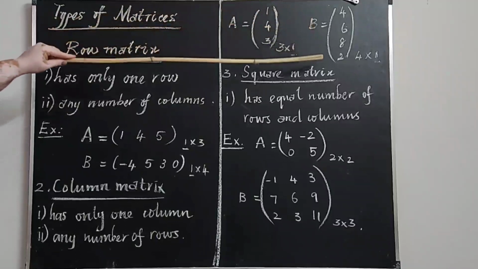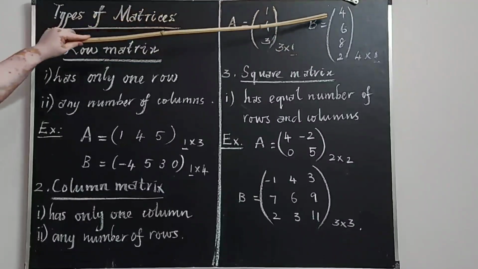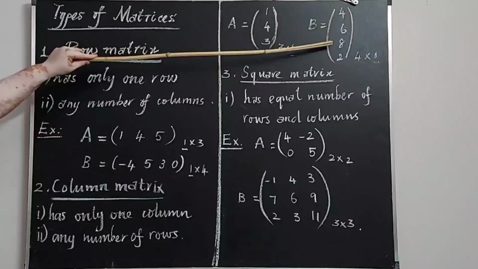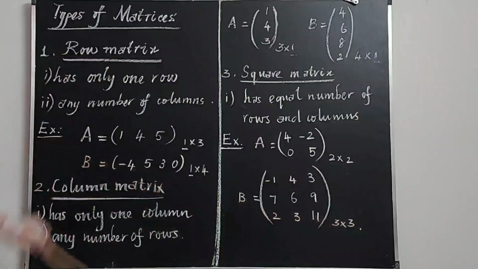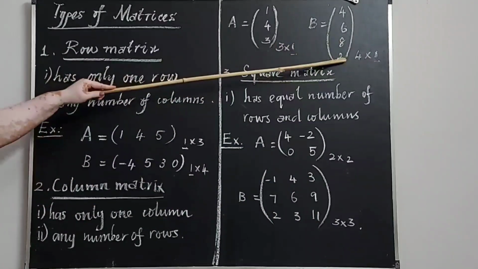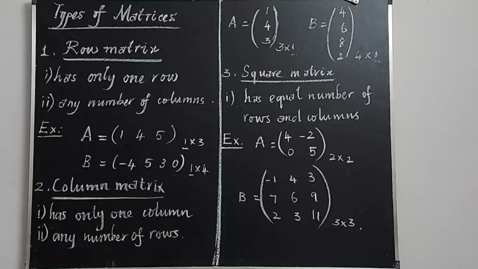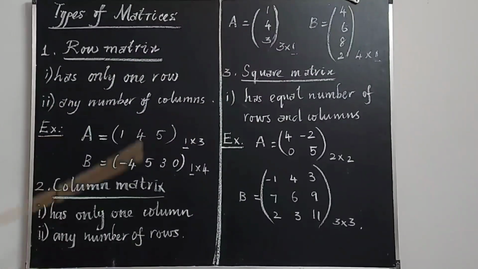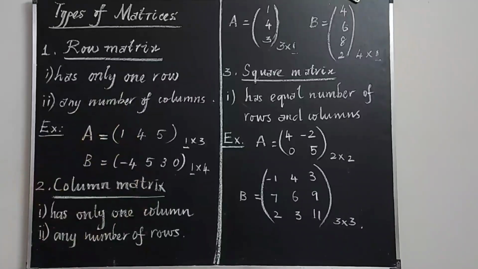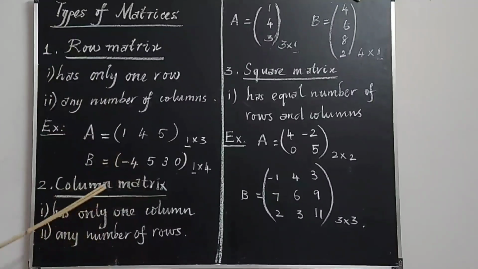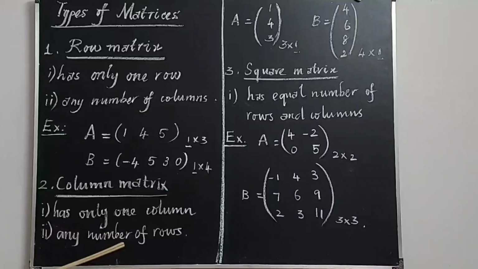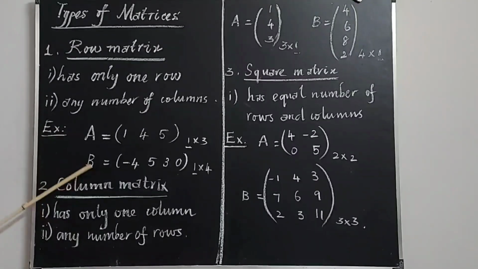B: 4, 6, 8, 2. How many rows are there? 4 is in the first row, 6 in the second row, 8 in the third row, 2 in the fourth row. It has 4 rows, but how many columns? Only one column. So B is also known as a column matrix. So a matrix which has only one row but any number of columns is known as a row matrix. A matrix which has only one column but any number of rows is known as a column matrix.